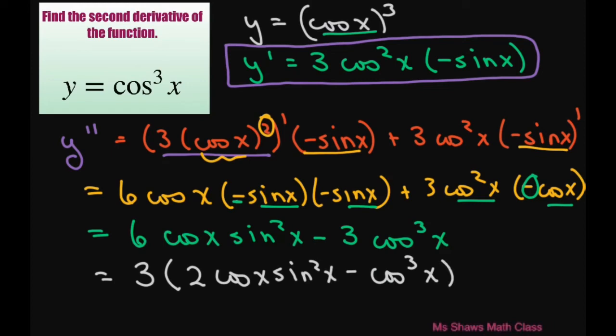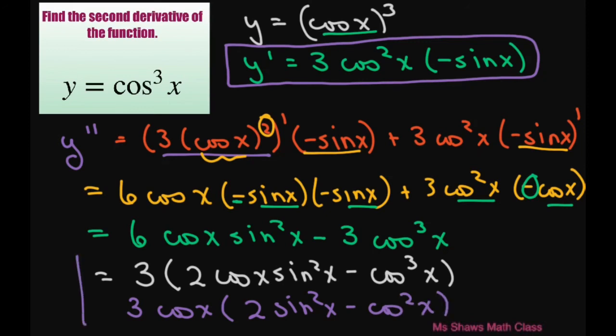And if you want to factor out a cosine, you could. That would be 3 cosine of x. That would give you 2 sine squared of x minus cosine squared of x. Anyway, either one of these is fine. This one's fine as well.